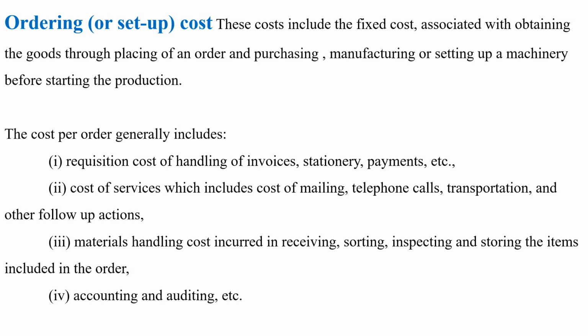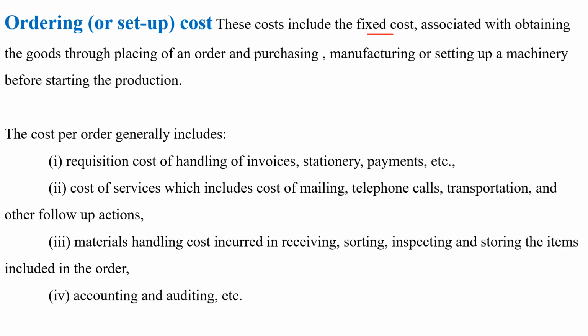Next we will see the ordering cost or setup cost. These costs include the fixed cost associated with obtaining the goods through placing of an order and purchasing, manufacturing, or setting up machinery before starting the production. Which means that through placing the order, costs are incurred related to invoices, stationery, payment, mailing, transportation and inspection, etc. Moreover, before manufacturing the item, we should set up machinery, which is associated with a cost.